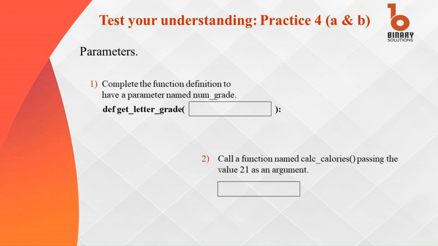Here comes the second question. Can you call a function named calc_calories and pass the value 21 as an argument? Let's see how you approach this one. Type your answer in the comments.